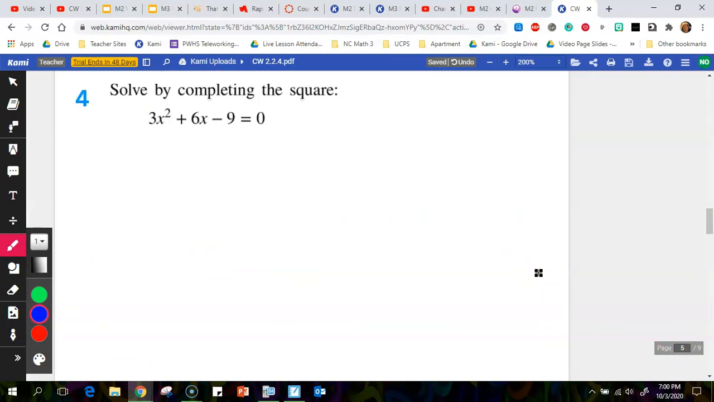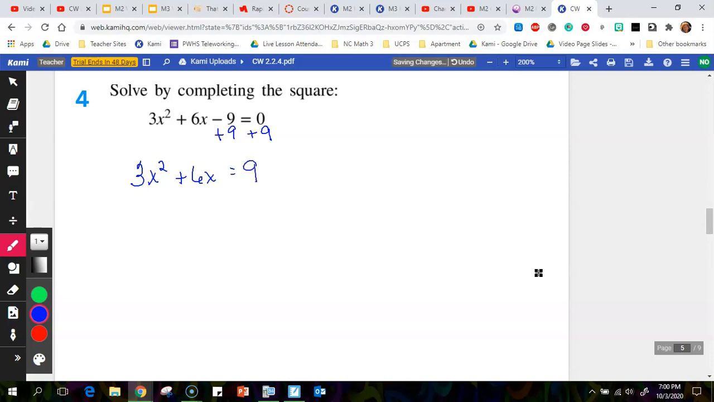All right, moving on. Solve by completing the square. So this time I have a negative 9 that I need to move over to the other side. I'm going to add 9 to both sides, because I need to only have my x squared term and my x term. So when I add 9 to both sides, I have 3x squared plus 6x equals 9.